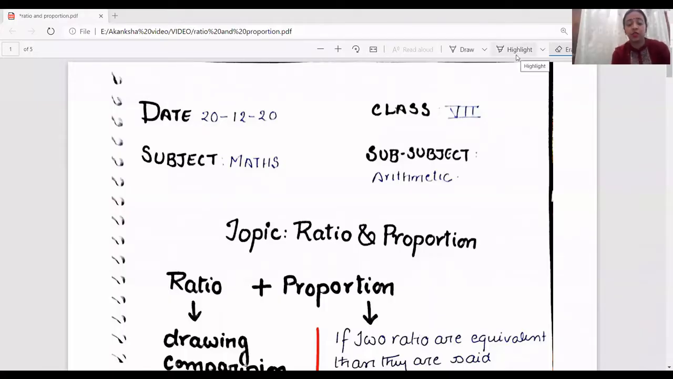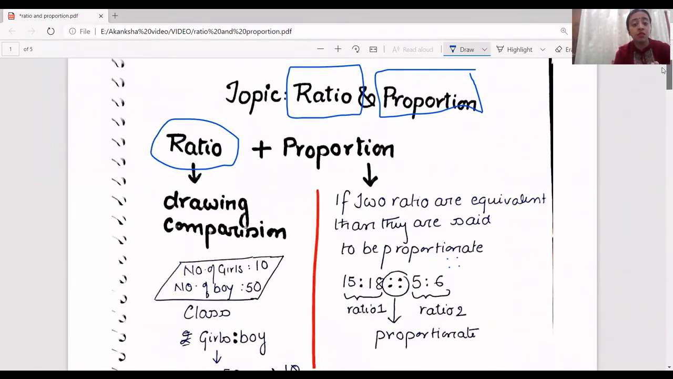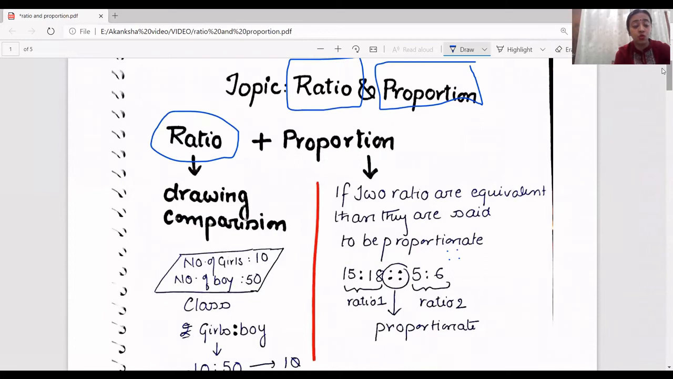Hello class, today we're going to discuss ratio and proportion. Now ratio and proportion are made up of two words. One is ratio, the other is called proportion. Now we'll be understanding each of them one by one. Let's start with what you mean by ratio. Ratio means drawing comparison or comparing two values. When you compare two values, you often use the term ratio.